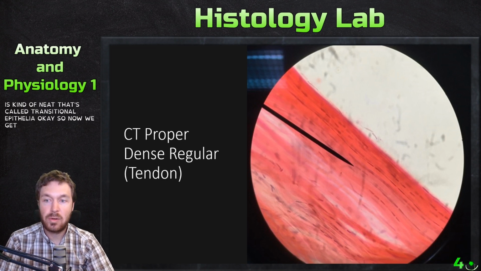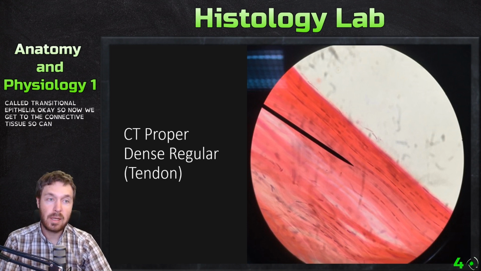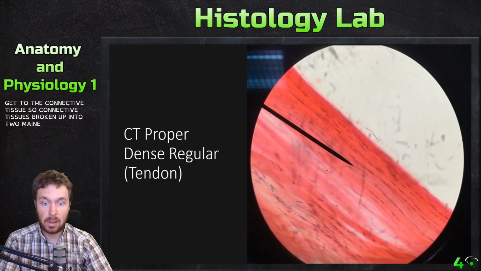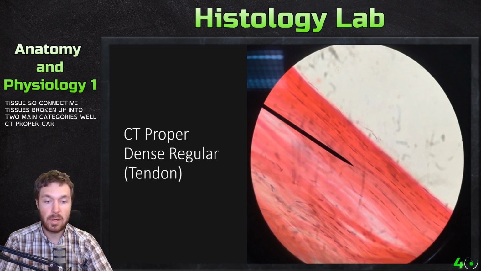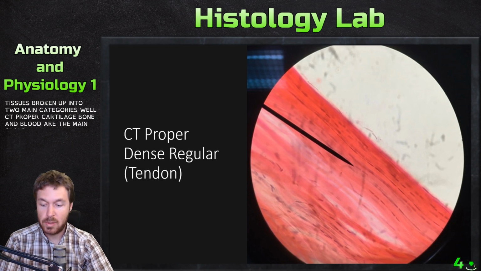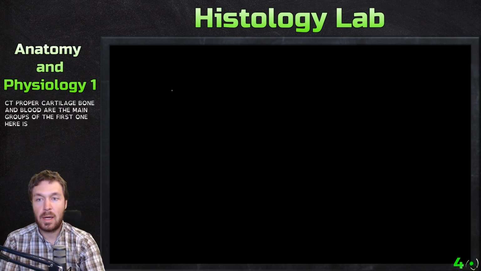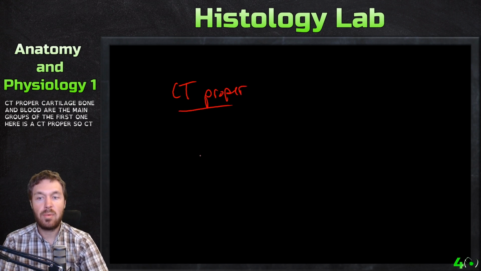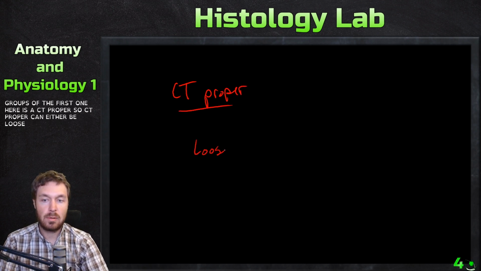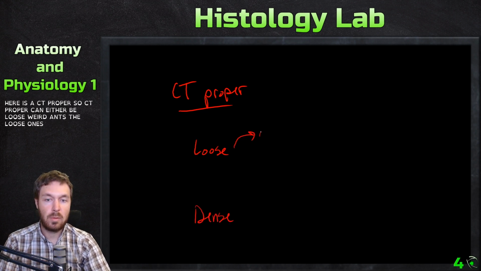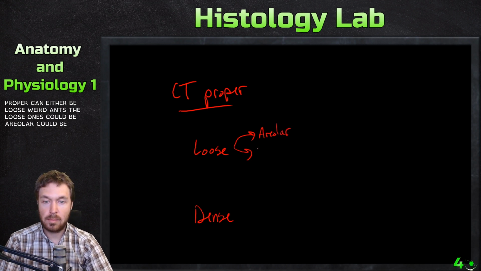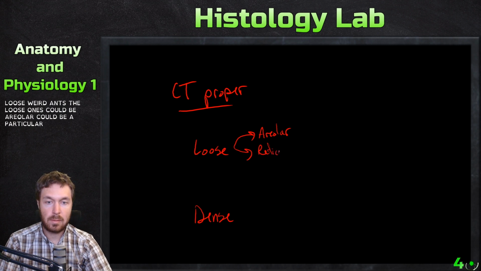Okay, so now we get to the connective tissue. So connective tissue is broken up into main categories. Well, CT proper, cartilage, bone, and blood are the main groups. The first one here is CT proper. So CT proper can either be loose or dense. The loose ones could be areolar, could be reticular, or adipose, which is fat.